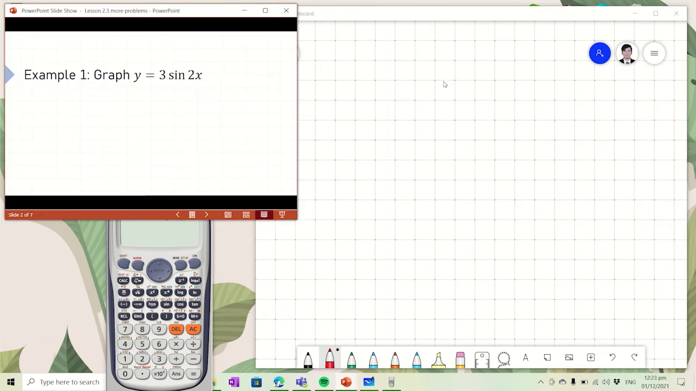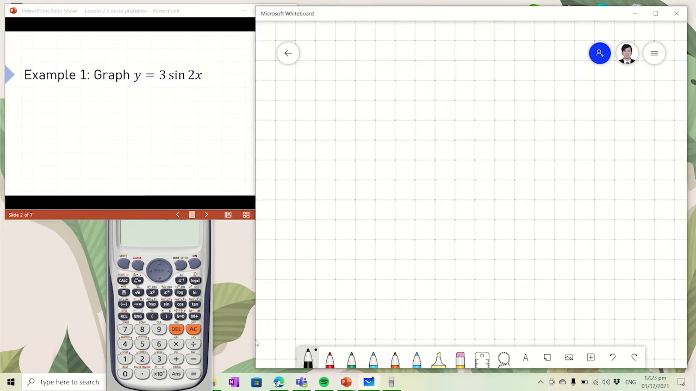We are asked to graph y is equal to 3 sine of 2x. To be able to graph this, the first thing that you need to do is to figure out what is the amplitude and the period. The amplitude formula is the absolute value of A, and for period that's 2 pi over B. So what you need right now is A and B.